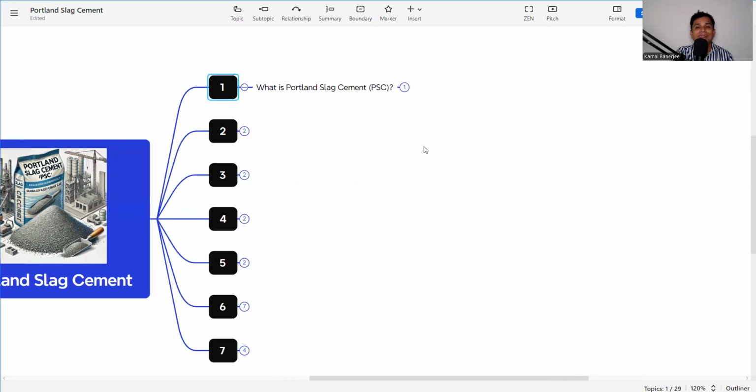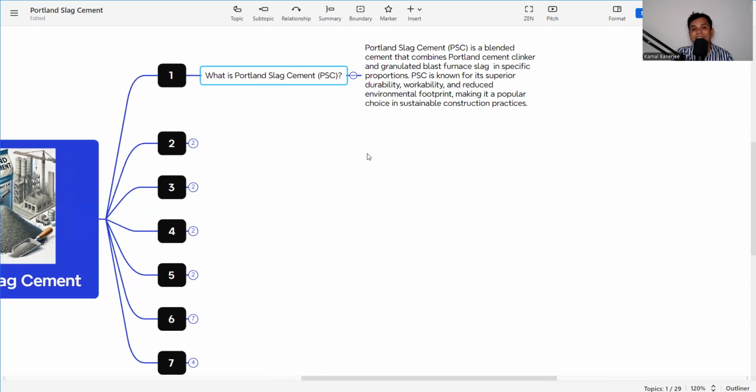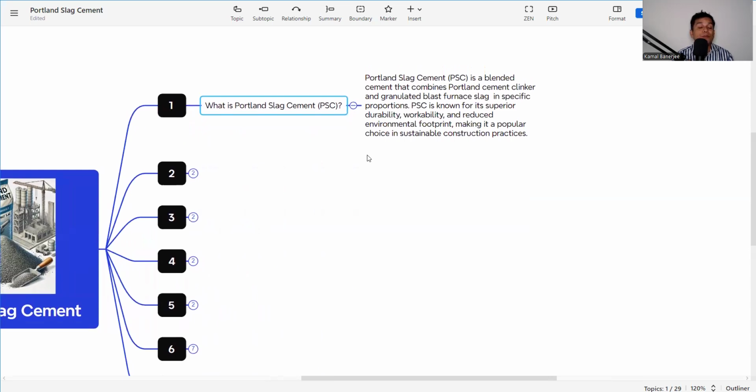Now, what is Portland slag cement? What is this Portland slag cement? Portland slag cement is a blended cement that combines Portland cement clinker and granulated blast furnace slag. Blast furnace slag is a byproduct, used in a specific proportion. That proportion, as per the requirement, we need to mix. Blast furnace slag is a byproduct and we are using it for cement production.